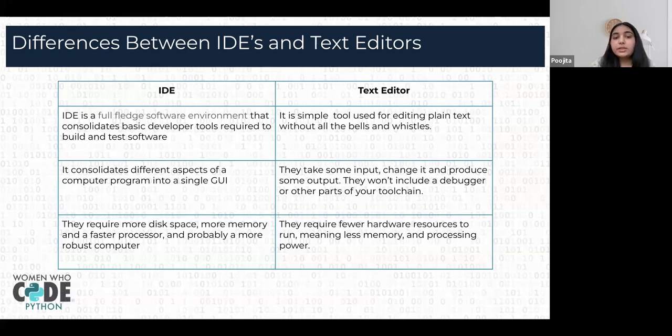In an IDE, it consolidates different aspects into a single GUI. And in a text editor, it is like you take some input, change it and produce some output. So that won't include a debugger or other parts of the toolchain.